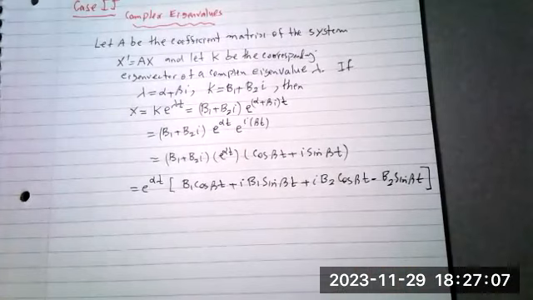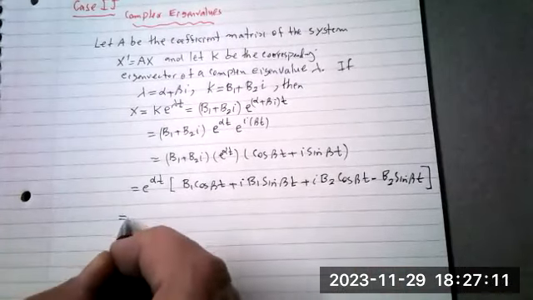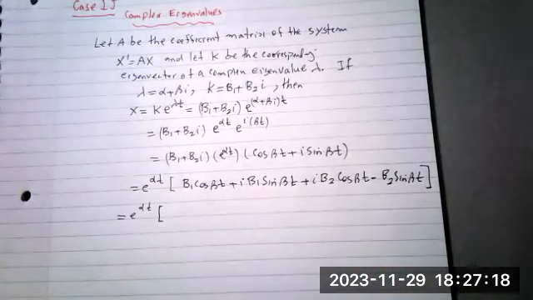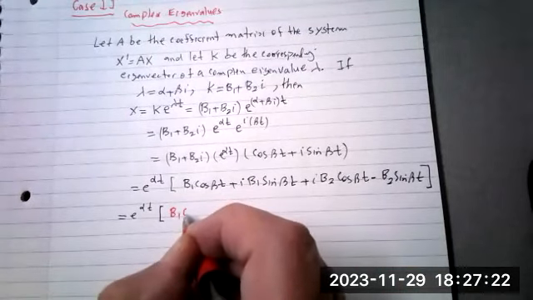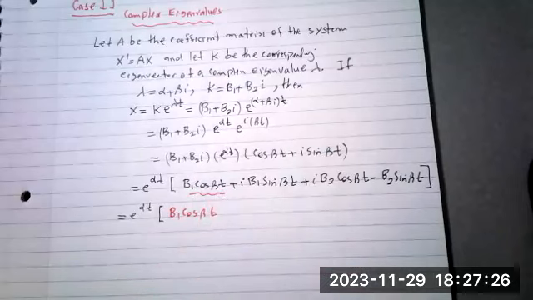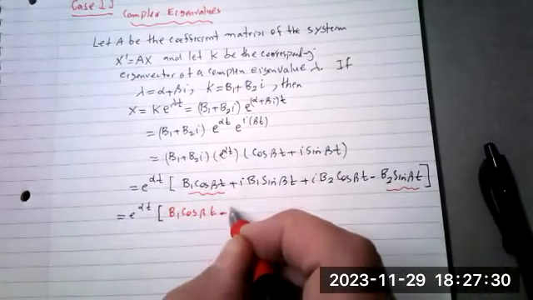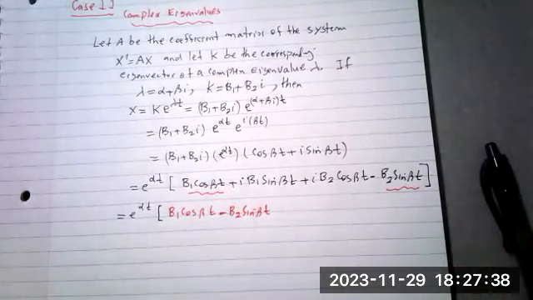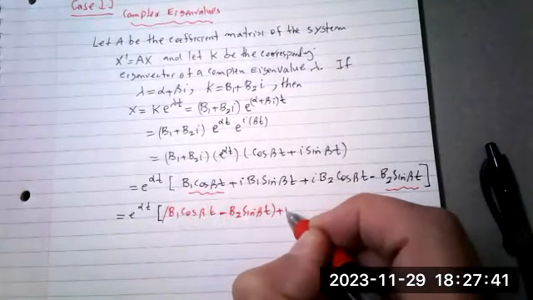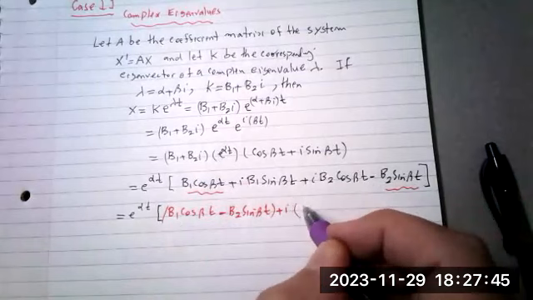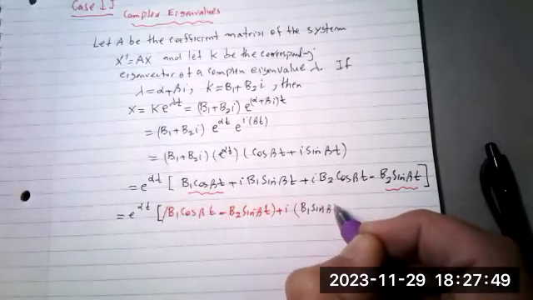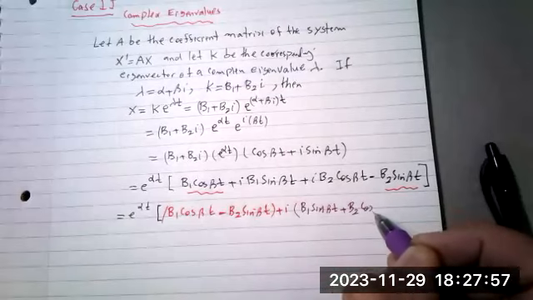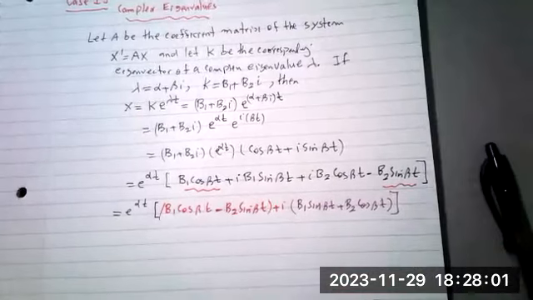Now write it down as a complex number. This is equal to e to the alpha t times the leftover. Put the real part and the imaginary part together. The real part is B1 cosine of beta t minus B2 sine of beta t. What's going to be the imaginary part? i times B1 sine of beta t plus B2 cosine of beta t. So that will be the real part and the imaginary part.